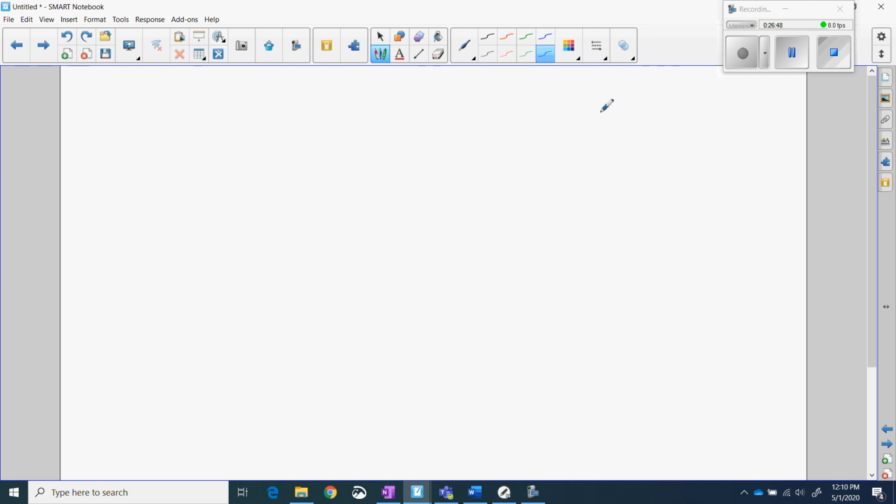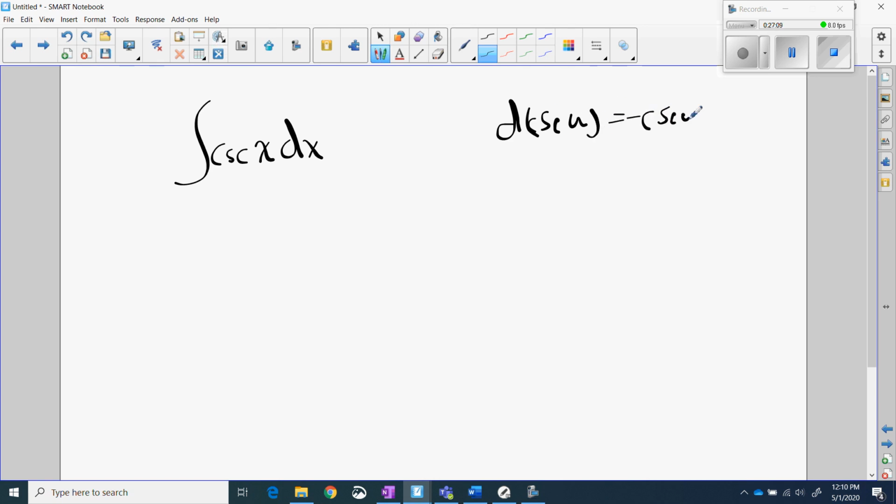If I have the integral of cosecant x dx, well, my strategy, I'm not going to multiply by secant this time. Hopefully you're thinking cosecant. In your derivative rules, the derivative of cosecant u is negative cosecant u cotangent u, and the derivative of cotangent u is negative cosecant squared u du.